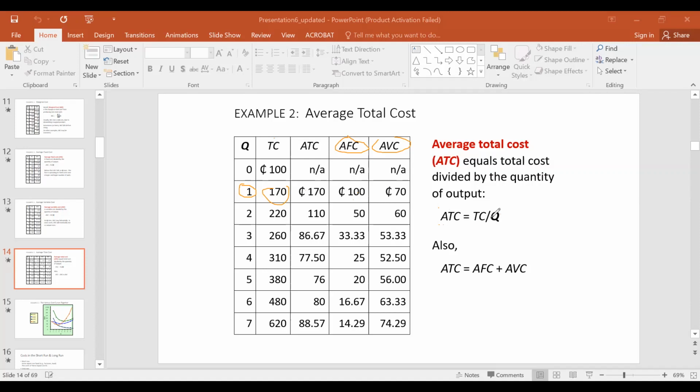Think about it. Take your total cost, divide by quantity, that is average total cost. You can also recover it by summing average fixed cost and average variable cost. Remember, total cost is the fixed cost plus variable cost. So if you divide this by Q, it gives you the average total cost. So it can be fixed cost divided by Q, plus variable cost divided by Q.